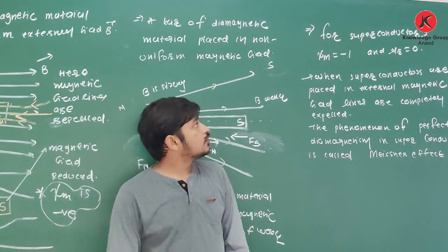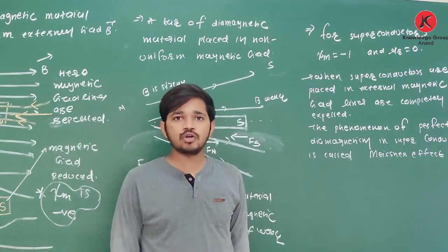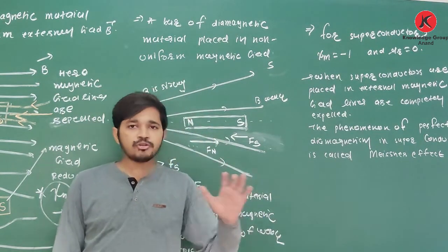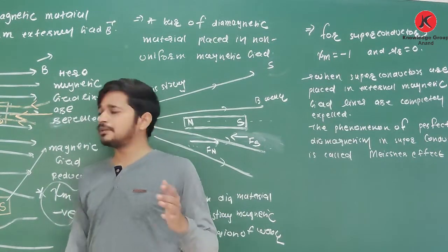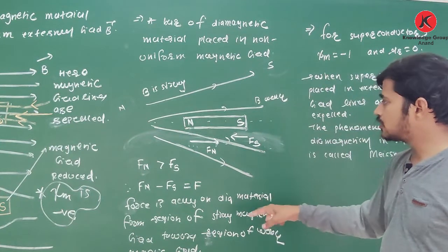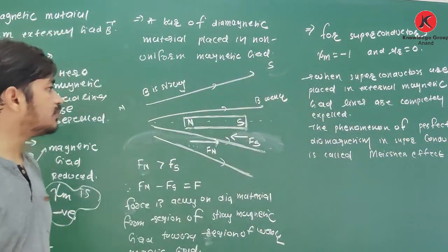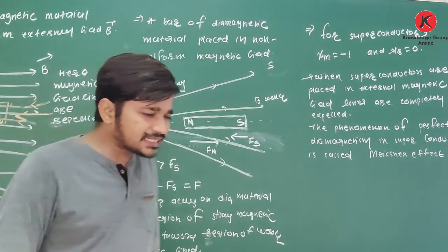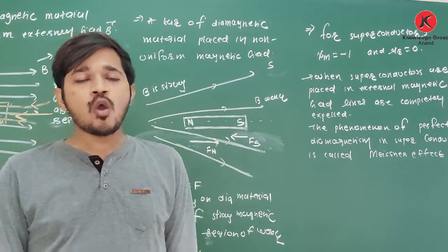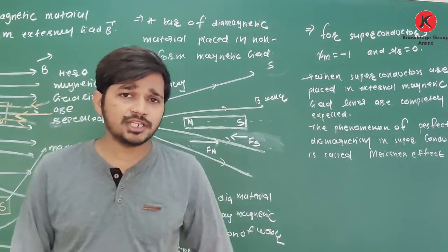So, what is diamagnetic material? Its definition, its behavior in a uniform magnetic field, and its behavior in a non-uniform magnetic field. Points to be remembered: chi m is negative, and the force acting on it is from the strong region to the weak region. Clear about this? So that is all about diamagnetic material. In the next lecture we will study paramagnetic material, and then we will discuss the differences and similarities between diamagnetic and paramagnetic materials.